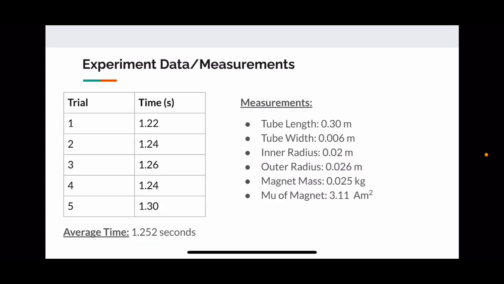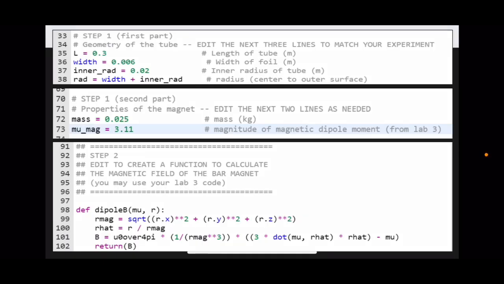So here's the data I got from the 5 trials, getting an average time of 1.252 seconds, and then the measurements I took of the tube length, radius of the tube, magnet mass, and mu of the magnet from lab 3. So here's my GlowScript code to model the experiment.